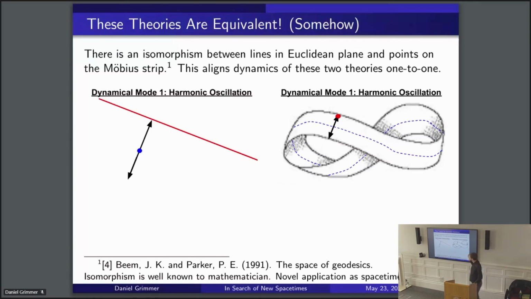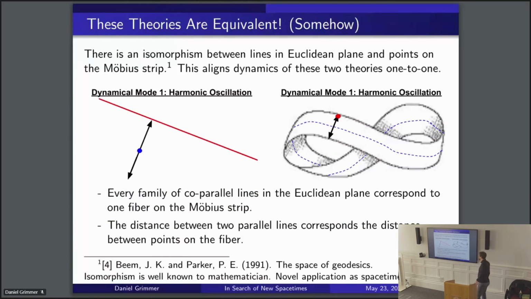So there's an isomorphism, it turns out, between the space of all lines in the Euclidean plane and the space of all points on the Mobius strip. They're in a very strong one-to-one correspondence, and that's well known by mathematicians. What I've done is built a spacetime theory on top of that to turn it into an example of a spacetime duality, or a topological redescription, I should say. Okay, so how does the isomorphism work?